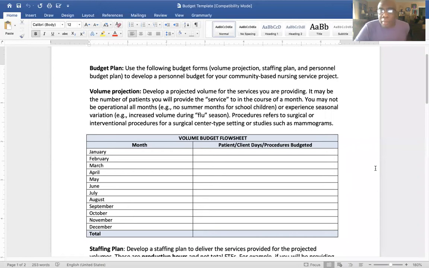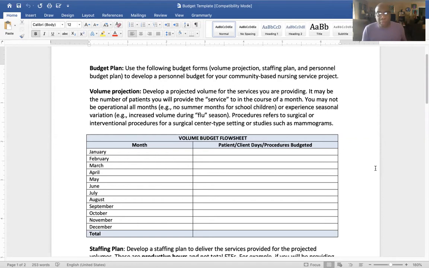The first part I'll talk about is volume projection. The question is, how are we supposed to gauge our volume projection? Well, part of that is determining what kind of project you're doing. For example, if you're doing a school-based program with kids, when you're ramping up your program, you would pick a month at random, as these are realistic projects, but to some degree they're also hypothetical.